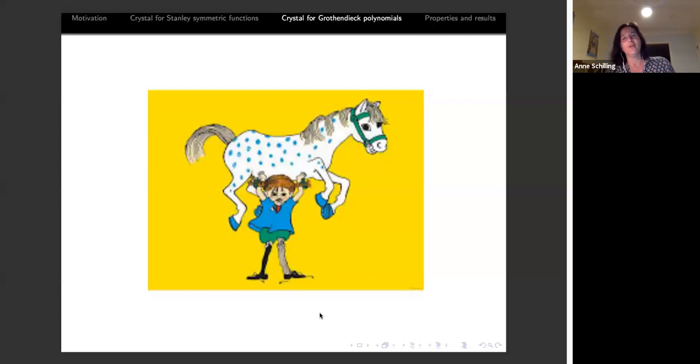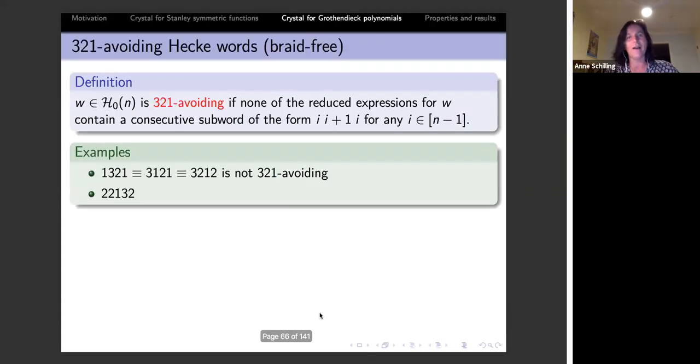Okay, so now we have to do the heavy lifting and actually define the crystal. And I should say that we currently only have a crystal when the W is 3-2-1 avoiding. So one of the open problems is to define a crystal structure on these decreasing factorizations for the 0-Hecke monoid for an arbitrary W, not just when it's 3-2-1 avoiding.